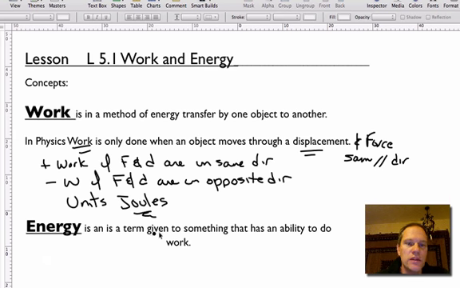Energy is a term that's given to something that has an ability to do work, so it can produce some sort of change. It's a very general term, and we're going to talk about two types here, which are in this unit both kinetic energy and potential energy, which we'll get into in some other units.